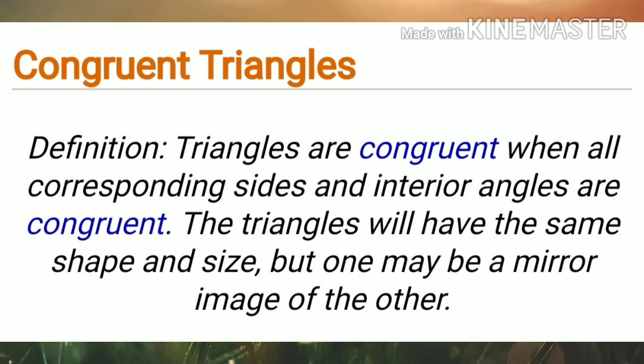Congruency is the comparison between two triangles. Two triangles with the same shape as well as the same size, the two triangles which have the same shape and same size, are called congruent triangles. That means two triangles whose corresponding sides are equal and corresponding interior angles are equal are called congruent triangles.